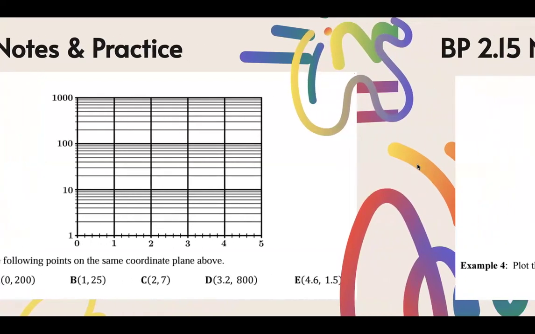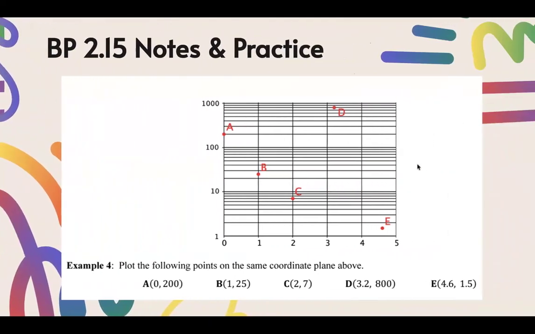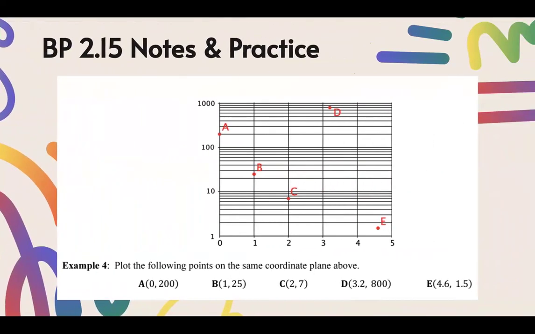So if I go ahead and click forward to that answer key, you can actually see where all of those values exist. So plotting points on a logarithmic scale, again, we just have to be mindful of the literal scale that we see on the y-axis. So from 1 to 10, 10 to 100, 100 to 1,000.